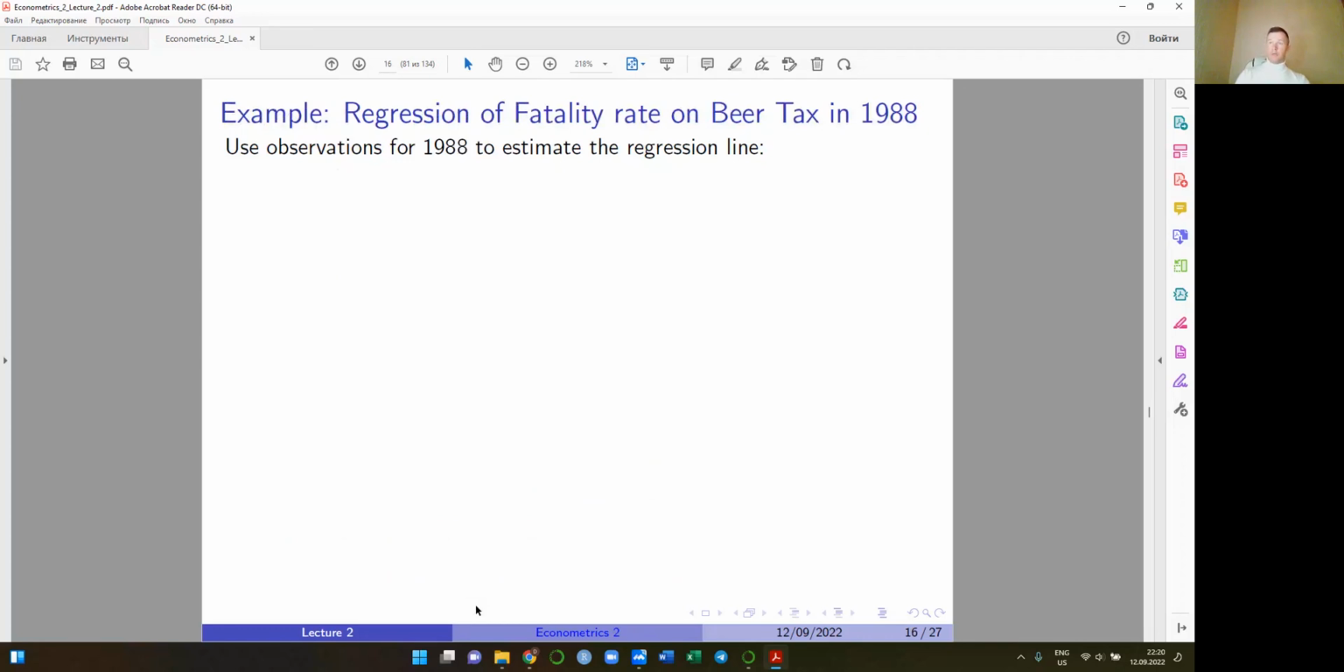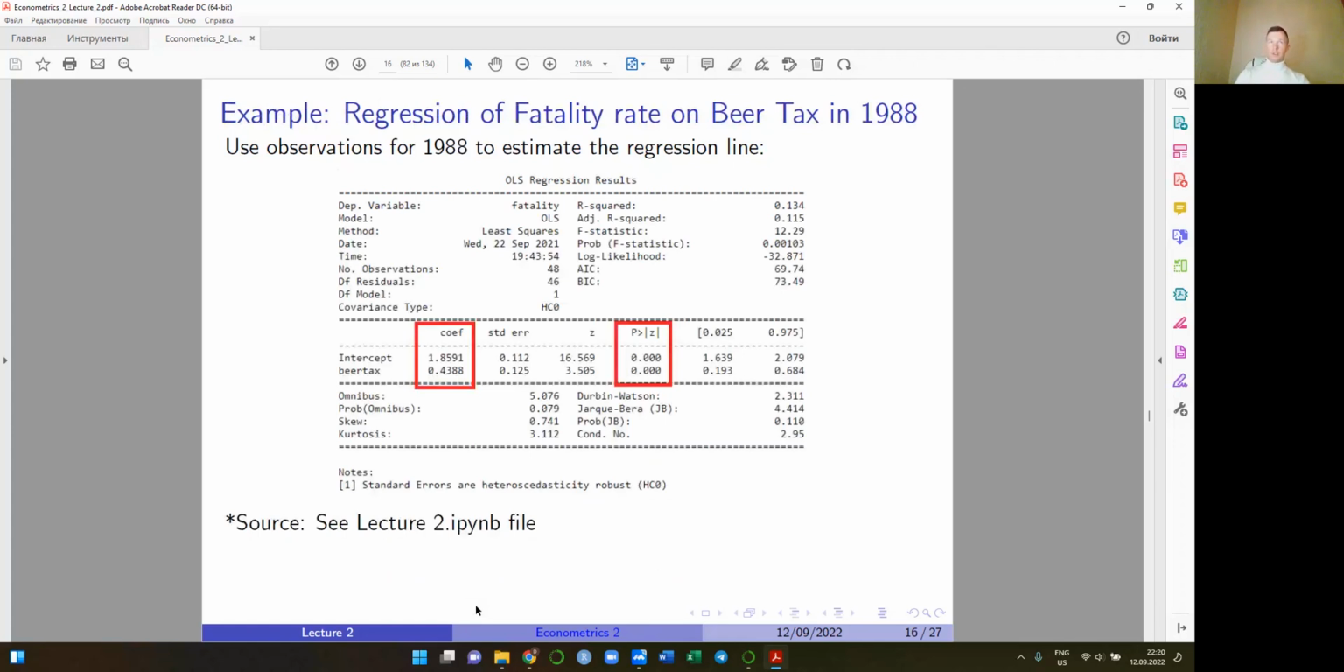Let's do the same exercise for another year, 1988. We estimate the regression line, we get the following results, and now, surprise, we have a statistically significant estimate of the slope of a beer tax, and this statistically significant estimate is positive.